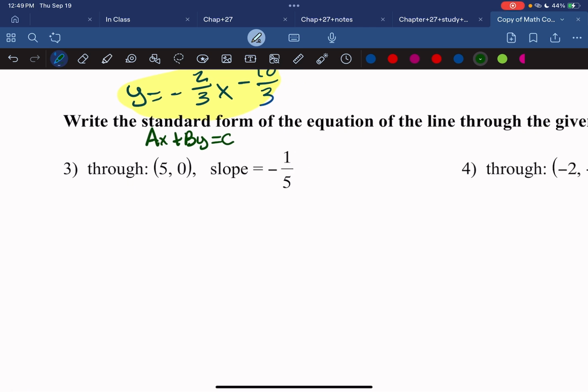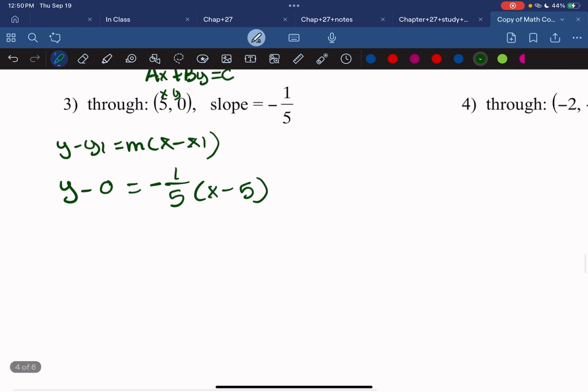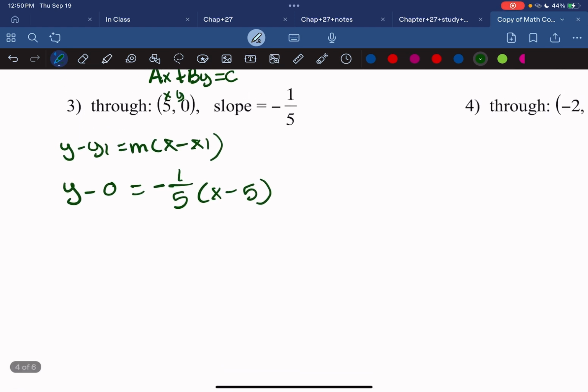So let's do it. First, we have to plug it into point slope. Point slope is y minus y1 equals m times x minus x1. We're given the slope, and we're given the coordinates as x and y. Let's plug everything in. Y minus our y1, which is 0, equals our slope, negative 1 over 5, times x minus 5, which is our x. Let's multiply everything in the equation by 5 so that we can get rid of that fraction.